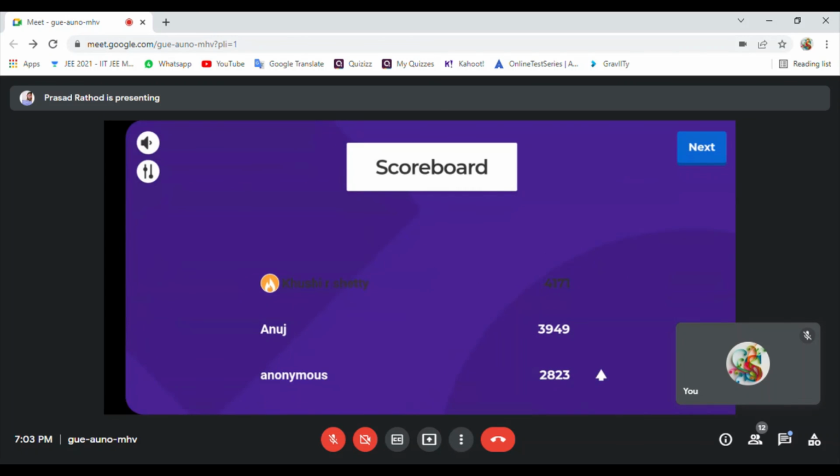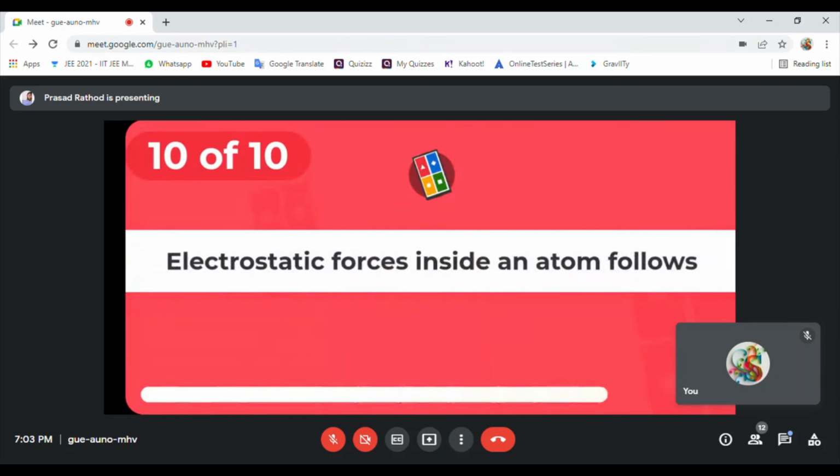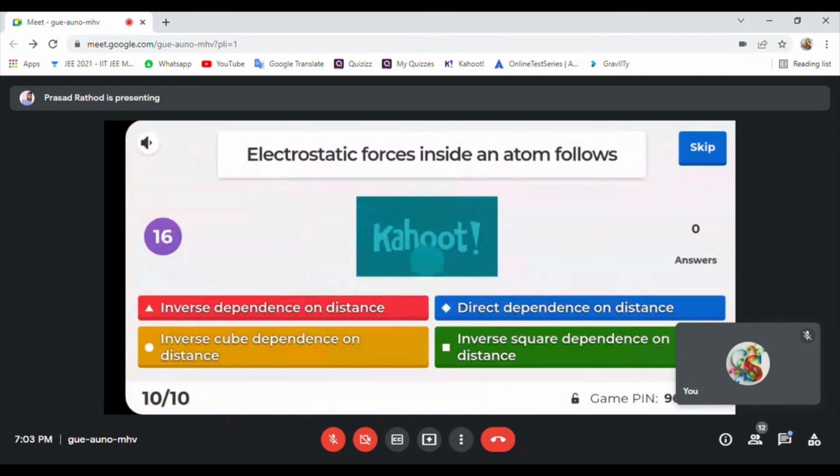So the last and game-changing question for today is there on your screen. Electrostatic forces inside an atom follow inverse dependence on distance for red, direct dependence on distance for blue, inverse cube dependence on distance for yellow, and inverse square dependence on distance for green. It's a very rapid-fire question. Answer it fast and gain your position on the leaderboard. Last 2 seconds.